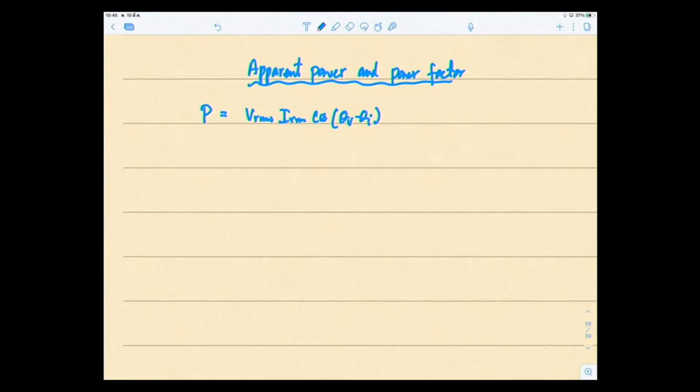From this formula you'll see that there is this term here, VRMS times IRMS, the first term, which is like the formula that we have known, that P is equal to V times I. However, in AC, this VRMS times IRMS we call the apparent power, S. So S stands for apparent power, and the formula is equal to VRMS times IRMS, the product of the RMS value of the voltage and current, and the unit is VA, volt ampere.